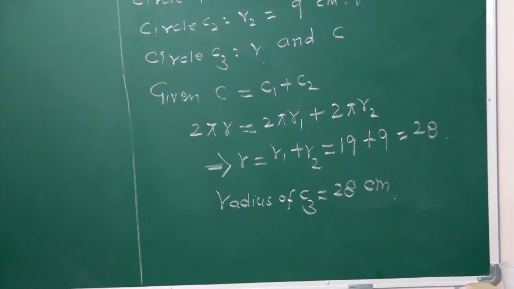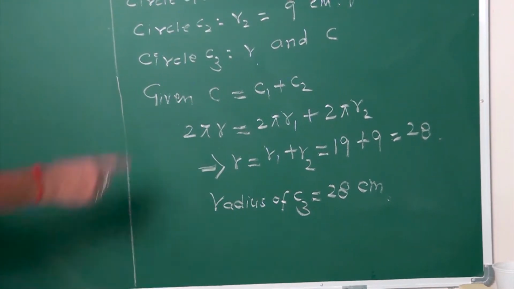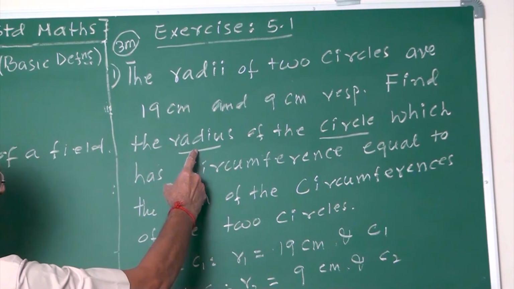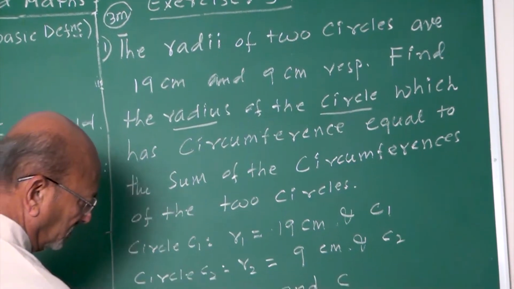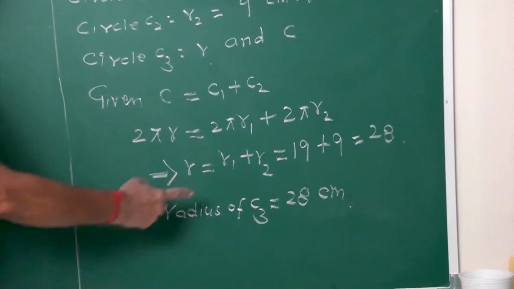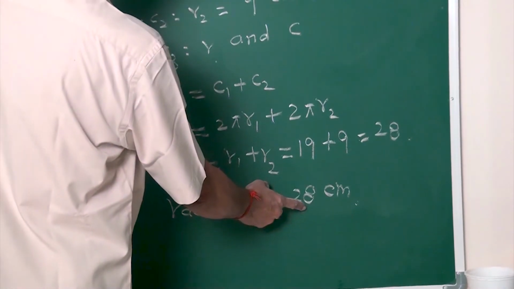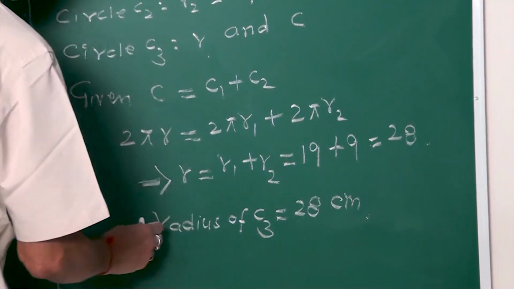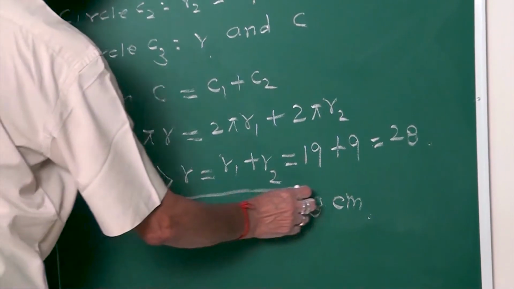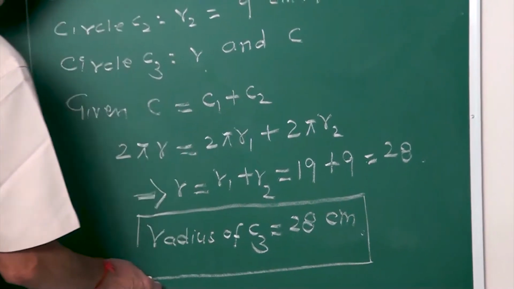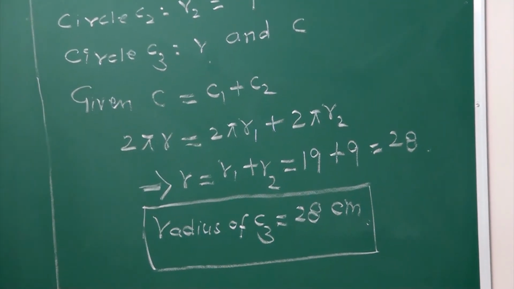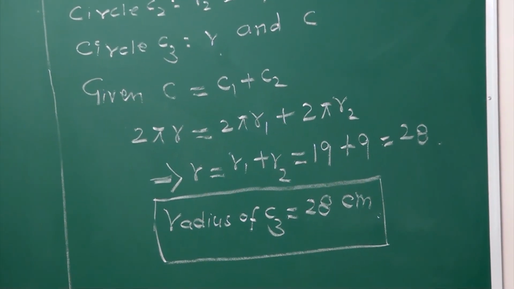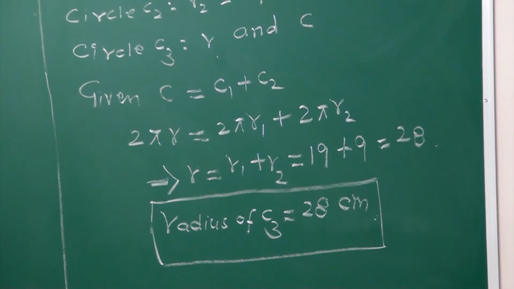Tell, my friends, what you wanted? Find the radius of this third circle. You wanted it. Circumference means radius of the third circle. This is the answer. The radius of the third circle is 28 centimeter.